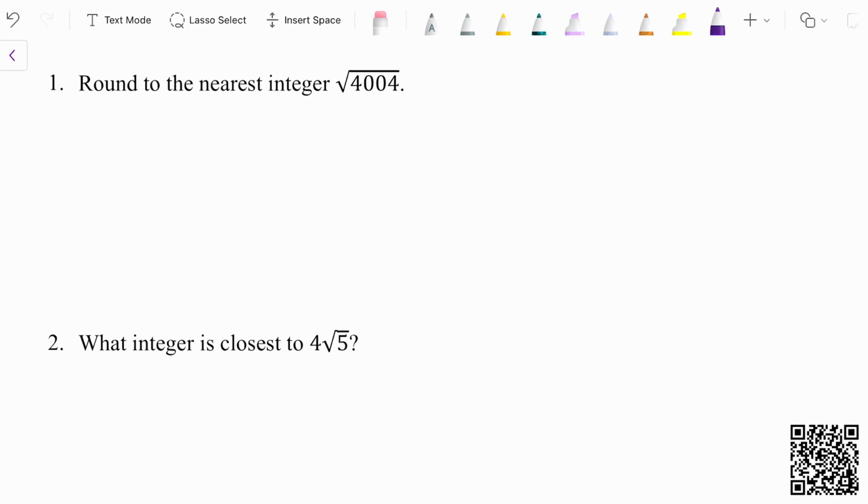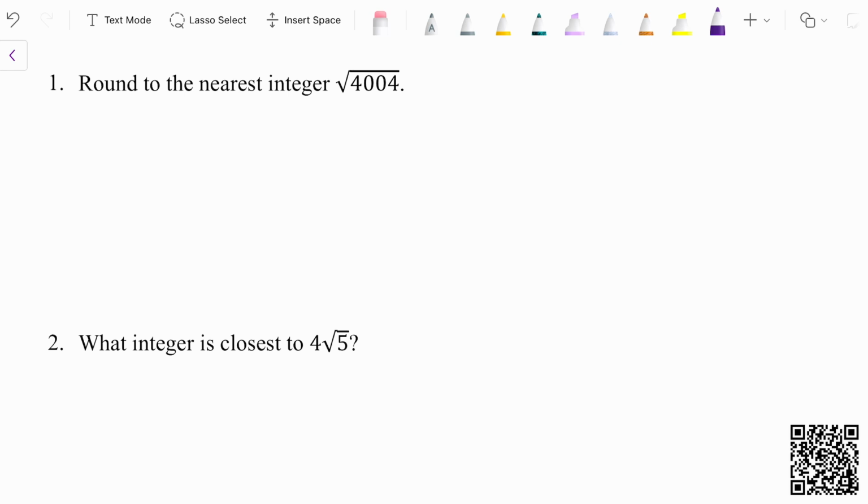Bonjour, buddies. We are back on the topic of square roots, except this time we are rounding into integers. So our first question is, round to the nearest integer the square root of 4004.